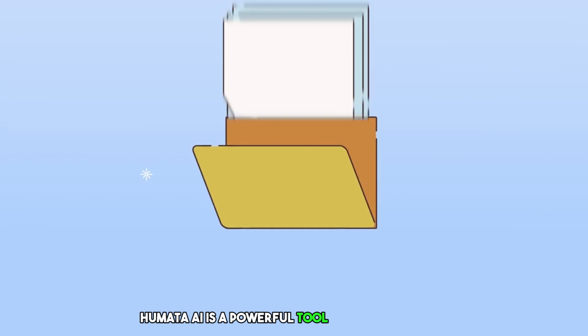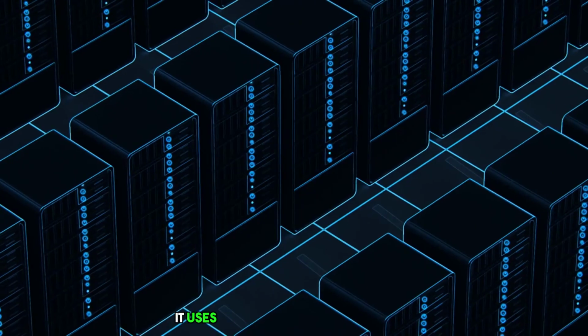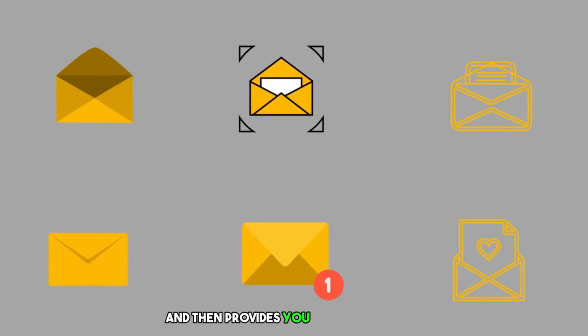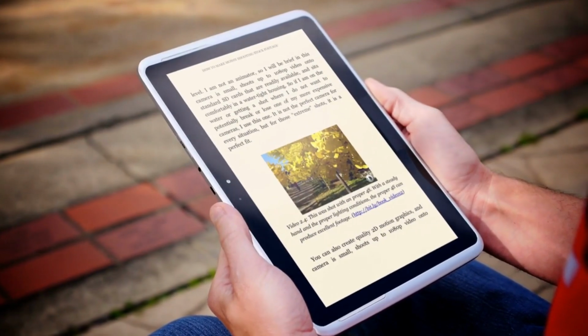Hey everyone, and welcome to my tutorial on how to use Humata AI. Humata AI is a powerful tool that can help you understand complex PDF documents more easily. It uses artificial intelligence to read and understand PDFs, and then provides you with a variety of ways to interact with the information. This can be incredibly useful for a variety of tasks, such as research.